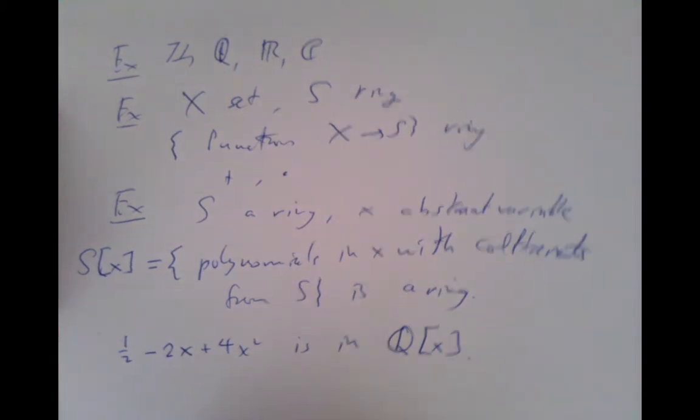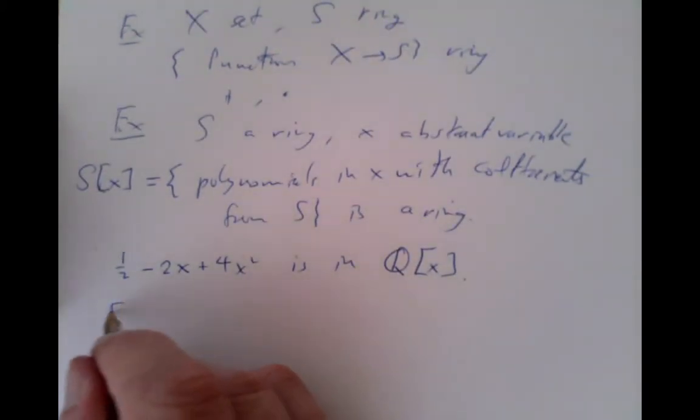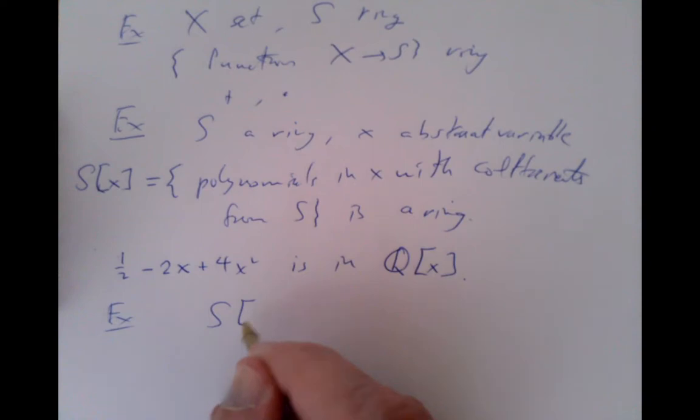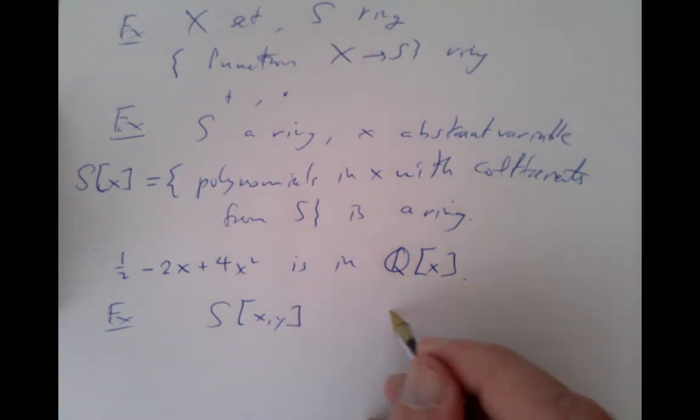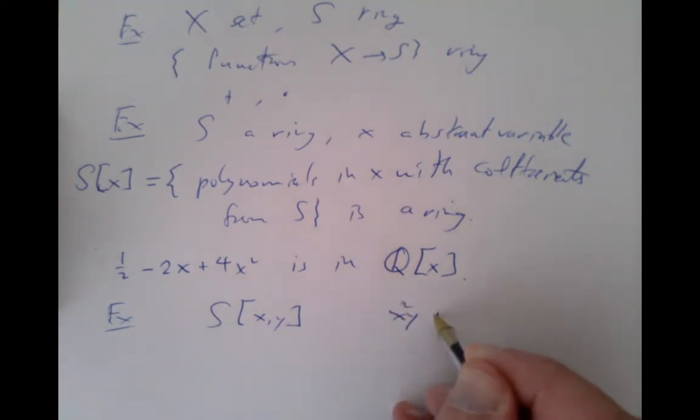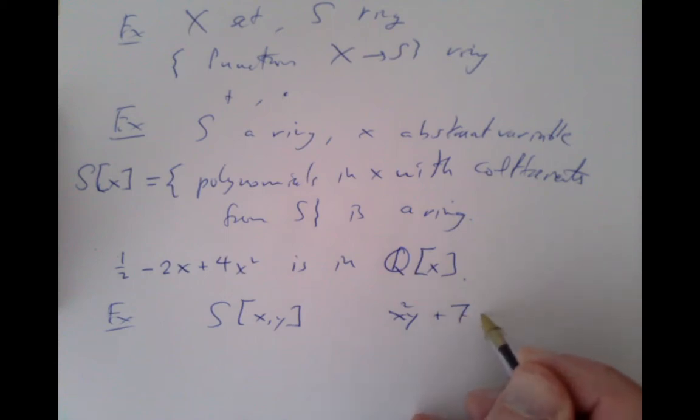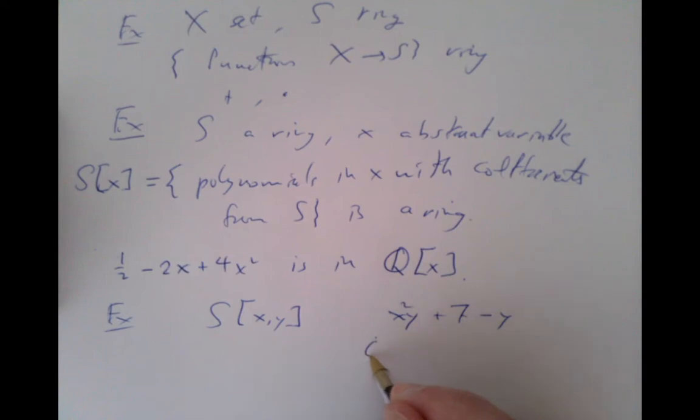We could also allow two variable polynomials. I'll just write that it's called S of X, Y, and so on, if we want more variables. So we don't really have to explain much about what that looks like, but things like X squared Y plus 7 minus Y is an object that is in, let's say, Q of X, Y, for example.